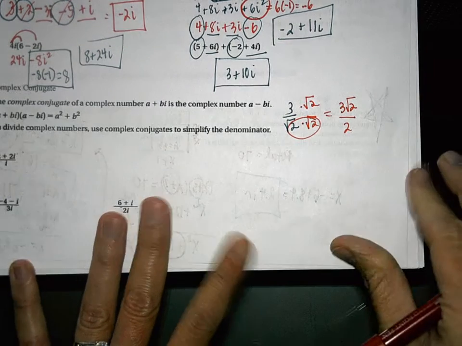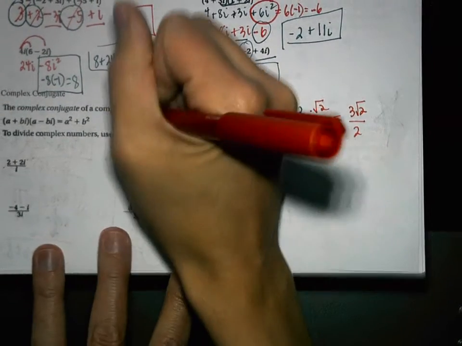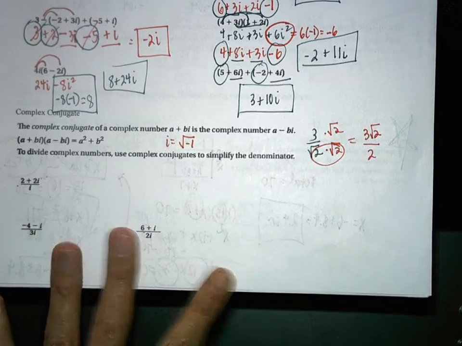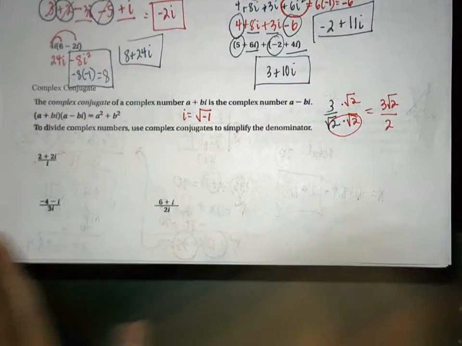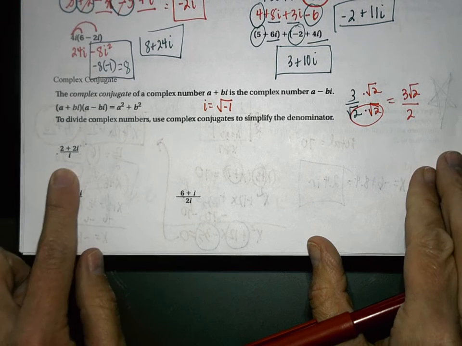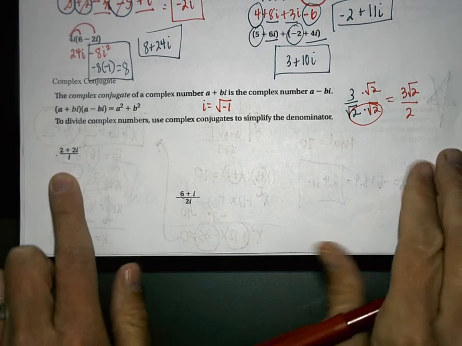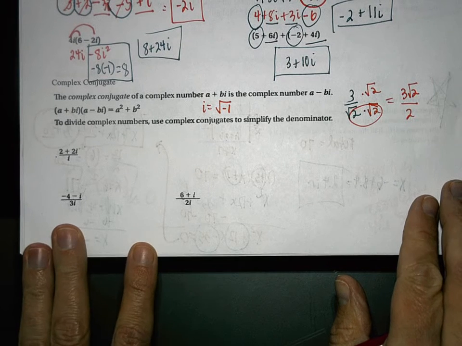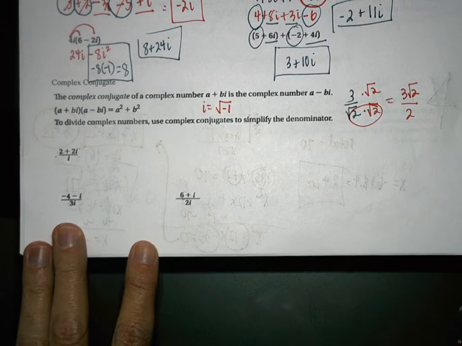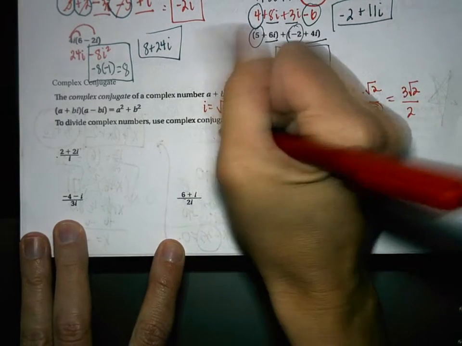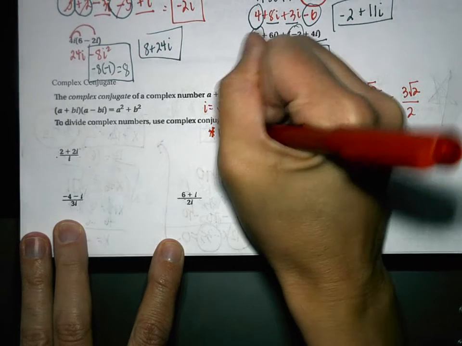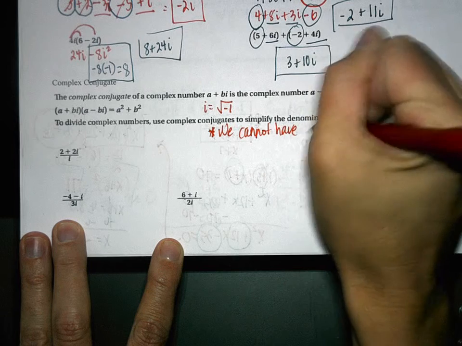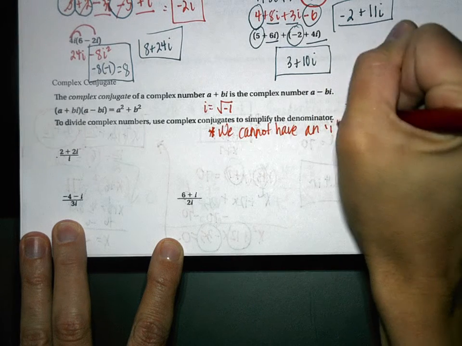Do you guys all agree with that? Okay. What does i actually equal? The square root of negative 1. So if you have an i in the denominator, that is not okay because that's basically saying there's a root in the denominator. Do you guys understand what I'm saying? Okay, so we're going to put a little note here. We cannot have an i in the denominator.